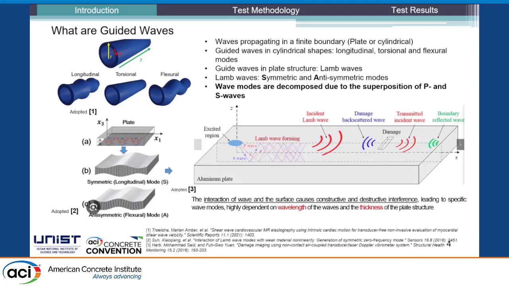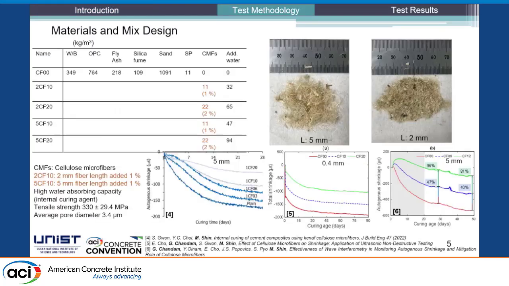Guided waves are waves propagating in a very thin or finite boundary. Guided waves can propagate on cylindrical or plate-like structures. In cylindrical structures, guided waves are divided into longitudinal, torsional, and flexural. On plates, they are called Lamb waves and are divided into symmetric and antisymmetric waves. These are formed by superposition of P and S waves. So this is what guided waves are, and we are going to apply this to our monitoring system.